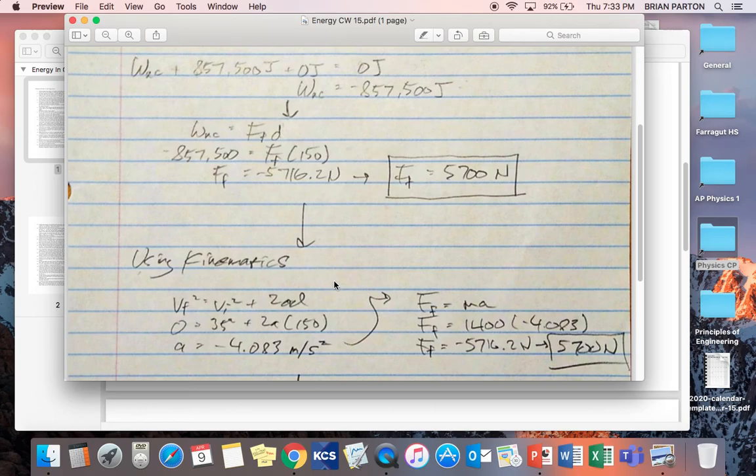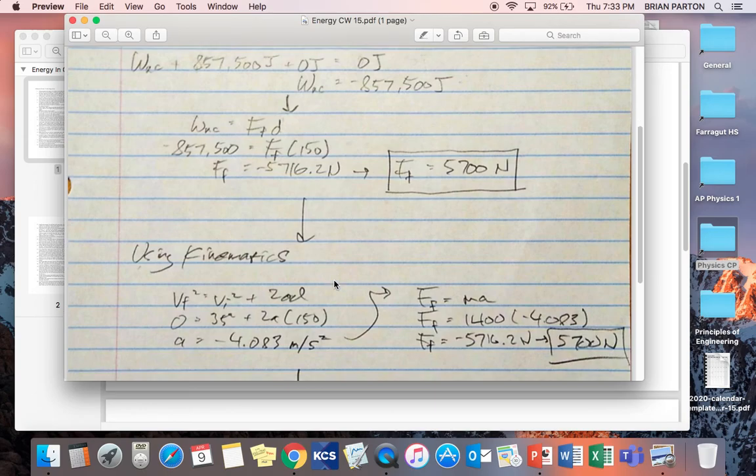Here's another way. Yes, we could actually use kinematics to do this as well. How cool is that? I could use vf squared equals vi squared plus 2ad to solve for the acceleration, which is negative, which makes sense because our car is slowing down. And then just use F equals ma, where F is the friction force with a mass of 1,400, and look at that. We get the same exact answer.